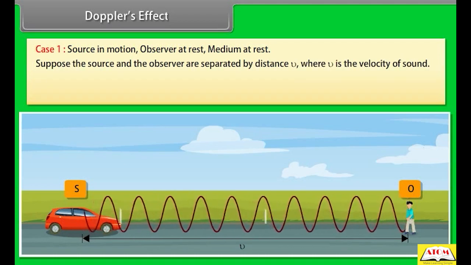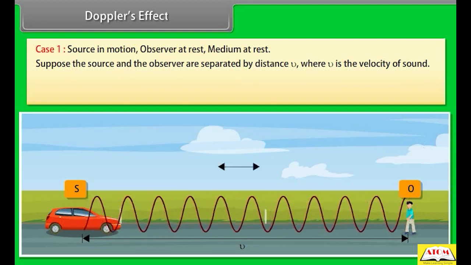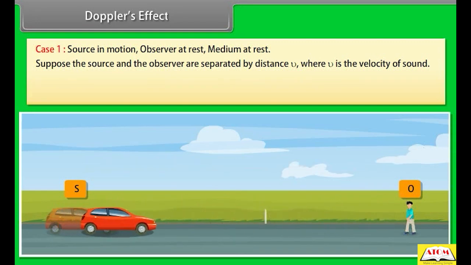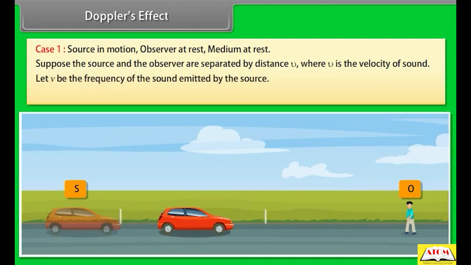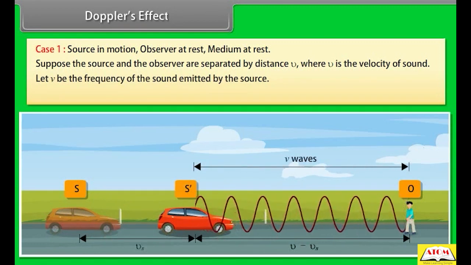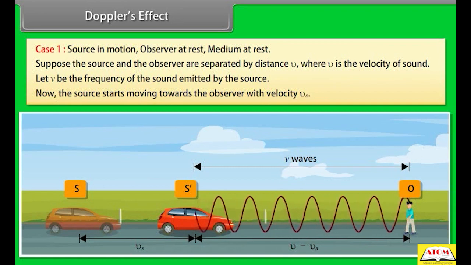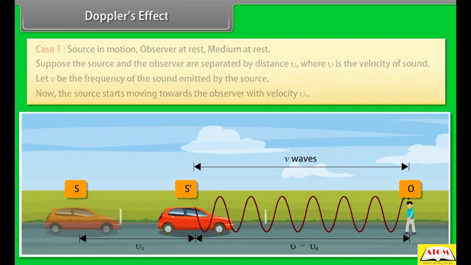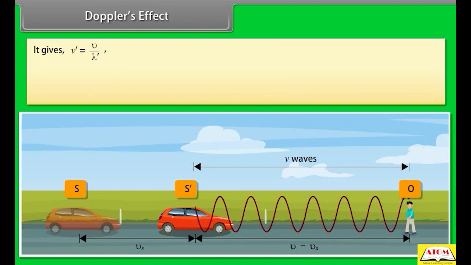Suppose the source and the observer are separated by distance v, where v is the velocity of sound. Let nu be the frequency of sound emitted by the source. Now, the source starts moving towards the observer with velocity vs. It gives nu dash is equal to v upon lambda dash. On calculating, we get nu dash is equal to v upon v minus vs multiplied by nu.